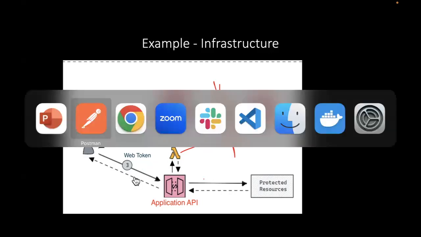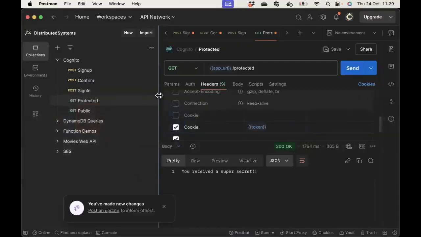So going back to Postman, they're both HTTP GET requests, again, just for simplicity. So here I want to send a GET request to the app URL slash protected. And I need to include my token. And so here we can see in the request headers, if I pull this down a little bit, if it allows me.